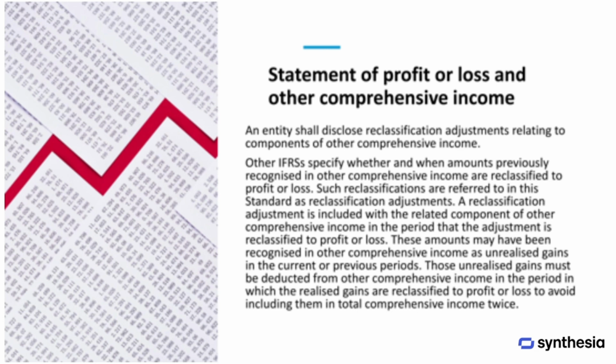An entity must disclose reclassification adjustments related to components of other comprehensive income. Other IFRSs provide guidance on when amounts previously recognized in other comprehensive income are reclassified to profit or loss, known as reclassification adjustments. A reclassification adjustment is included with the related component of other comprehensive income in the period when the adjustment is reclassified to profit or loss. These amounts may have been recognized as unrealized gains in the current or previous periods, and such unrealized gains must be deducted from other comprehensive income in the period when the realized gains are reclassified to profit or loss to prevent them from being included in total comprehensive income twice.